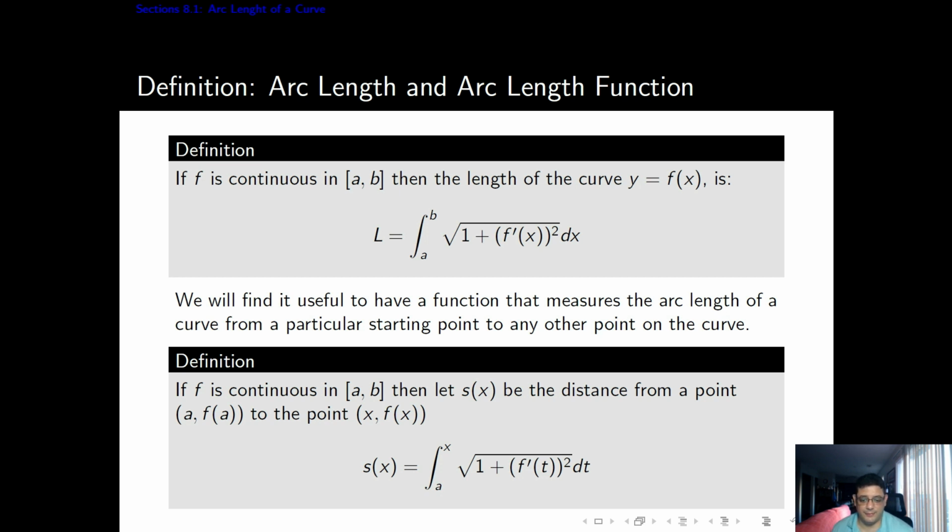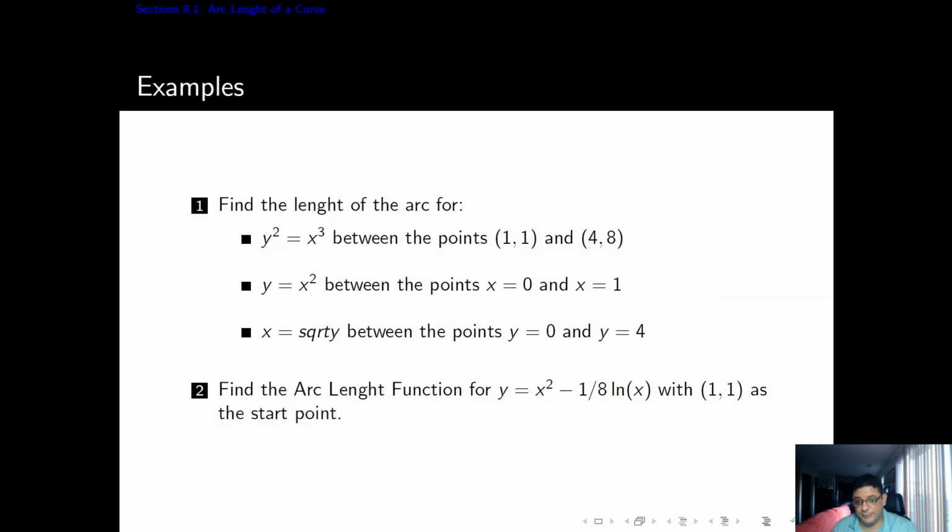The arc length function s of x is the integral from a to the point x of the square root of 1 plus f prime of t squared dt. Of course, you can also consider this when it's not a function y equals f of x, but a function x equals, let's say, g of y. It works in the same way. Just replace f by g, replace the variable x by the variable y, and replace the interval. Okay, so now that we have that, let's see some examples.